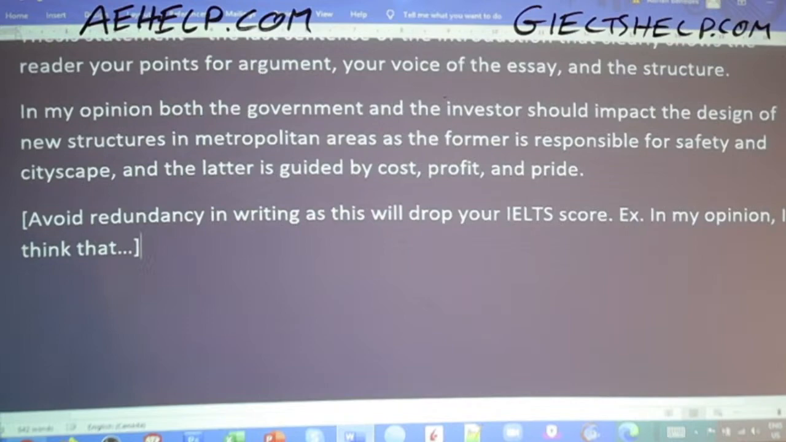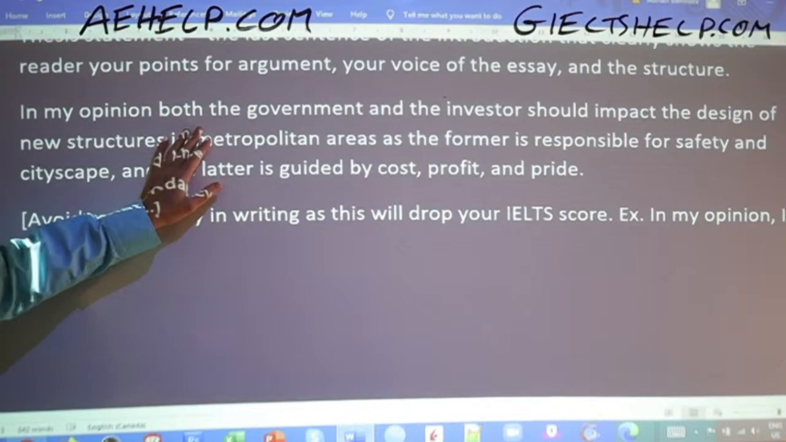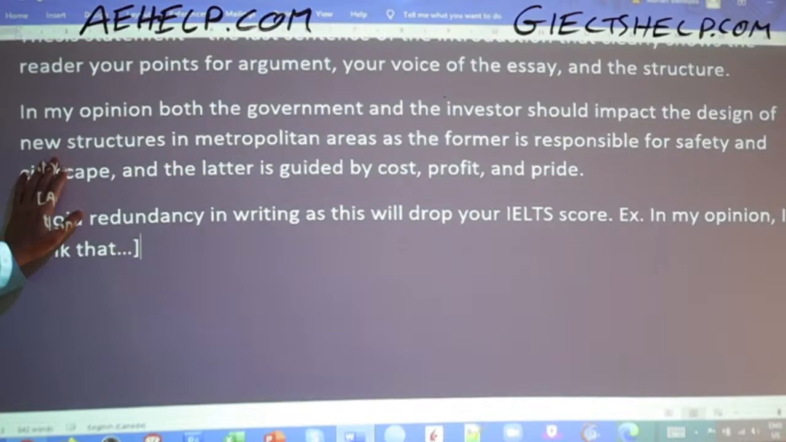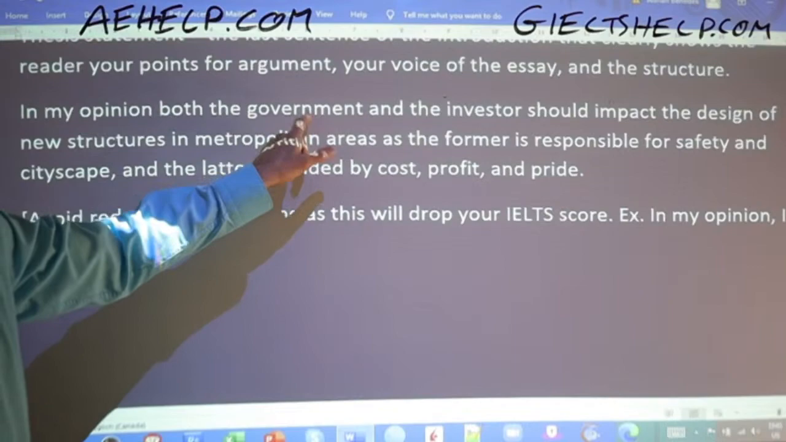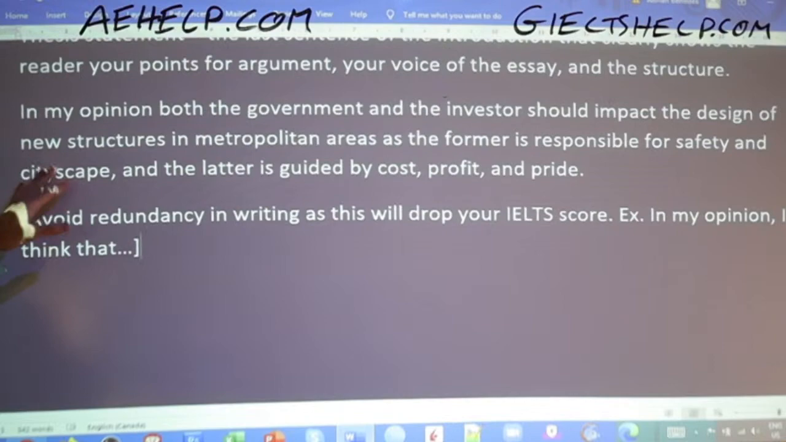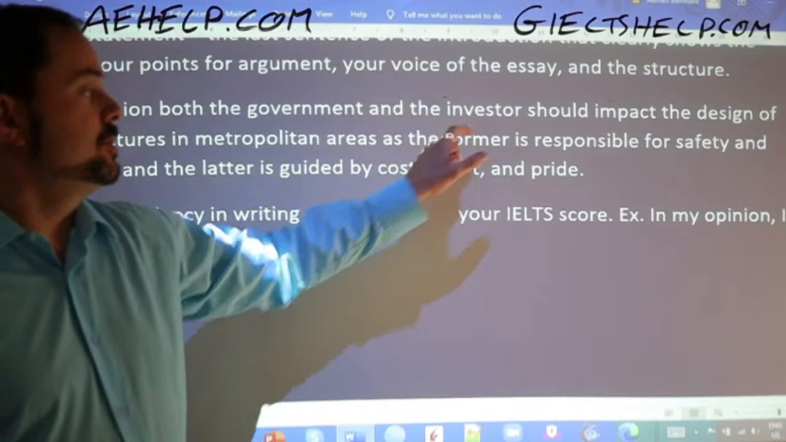All right, so here is my thesis statement. In my opinion, both the government and the investor should impact the design of new structures in metropolitan areas, as the former, the government, is responsible for safety and cityscape. Cityscape means the look of the city, okay? And the latter is the investor, guided by cost, profit, and pride, okay?